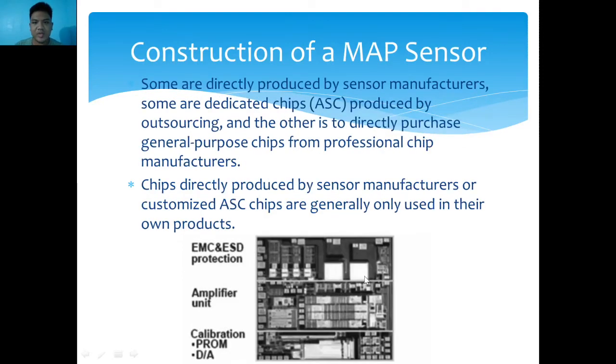Some are directly produced by sensor manufacturers. Some are dedicated chips, ASC, produced by outsourcing, and the other is to directly purchase general purpose chips from professional chip manufacturers. Chips directly produced by sensor manufacturers or customized ASC chips are generally only used in their own products. So there are many types of chip, but I think the most used are outsourced.